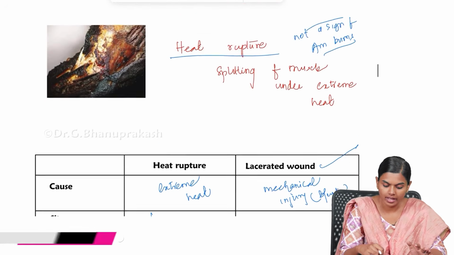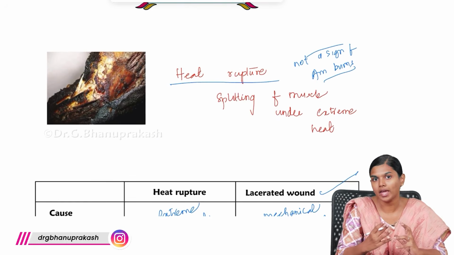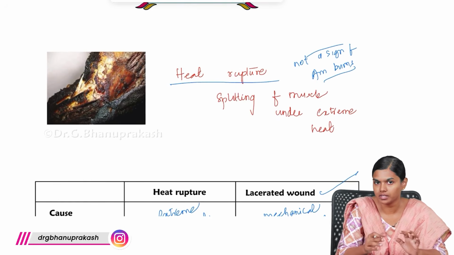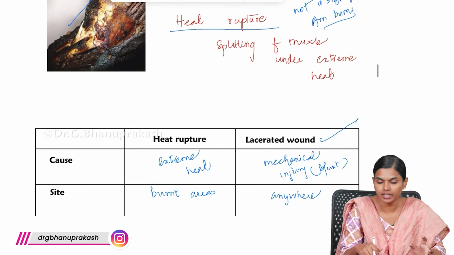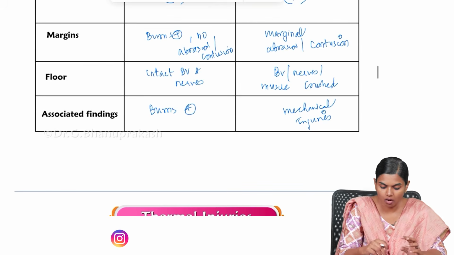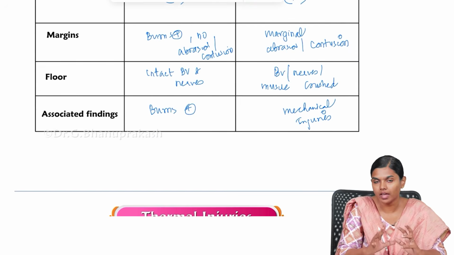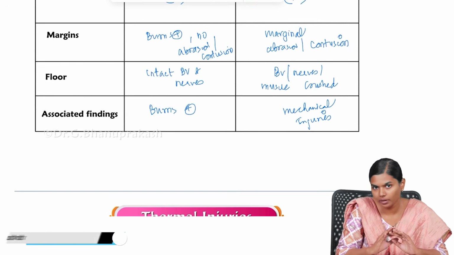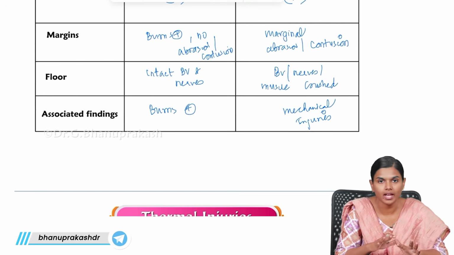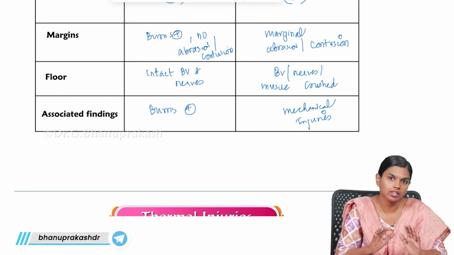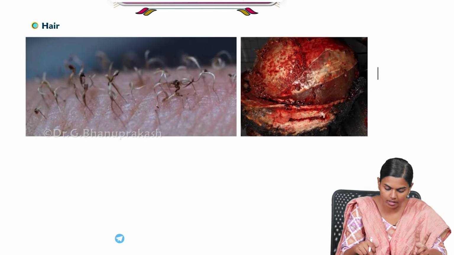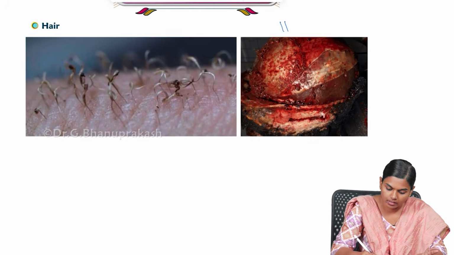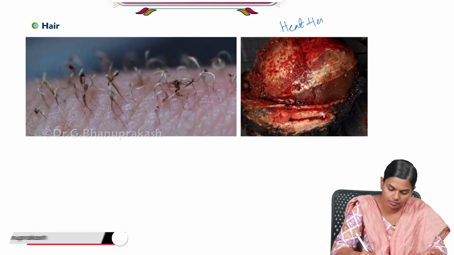So, heat rupture is an artifact caused due to extreme heat which splits the muscle. It will look like this pale region over the burnt area, and here all the blood vessels, nerves, everything will be intact. There will not be any bleeding or any sort of mechanical injury present in this heat rupture. So, with this we have done two artifacts. Next, we have another artifact, that is this heat hematoma.